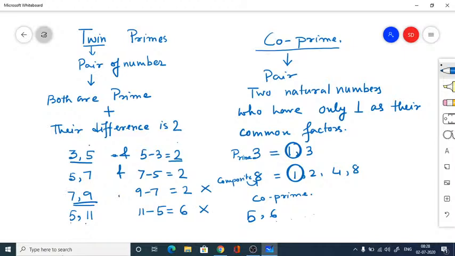Any doubts still here? Okay. Then we will do prime triplet and perfect numbers.